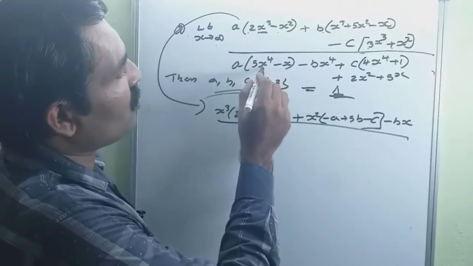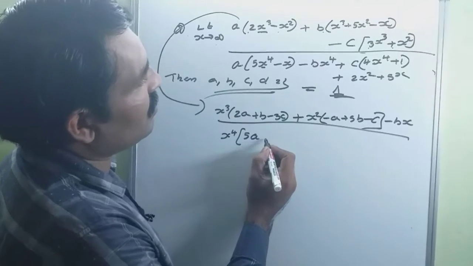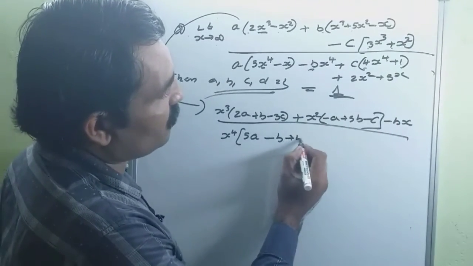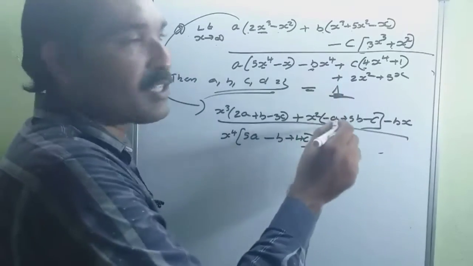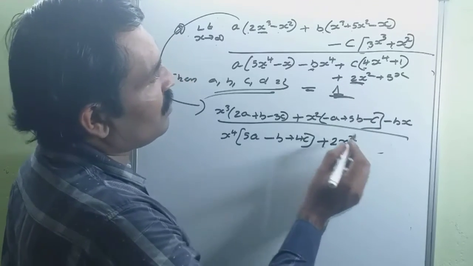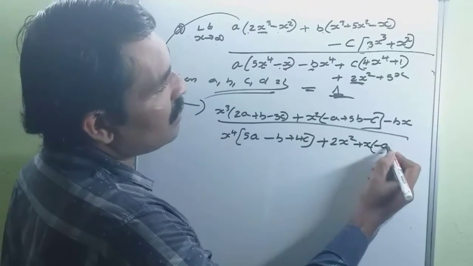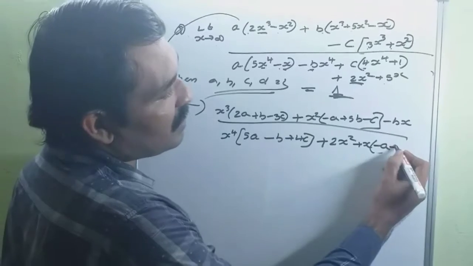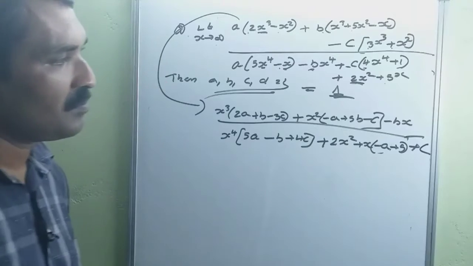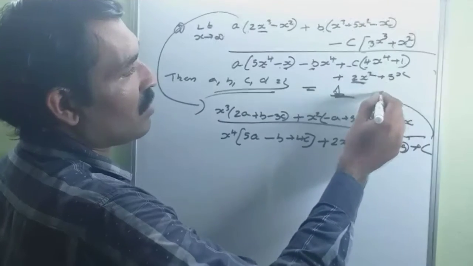Denominator: the coefficient of x raised to 4, that is x raised to 4 into 5a minus b plus 4c. There is no x cube term, and the coefficient of x square is 2, so 2x square. Then the coefficient of x, that is plus x into minus a plus 5, plus the constant term c. The value of the limit is given as 1.